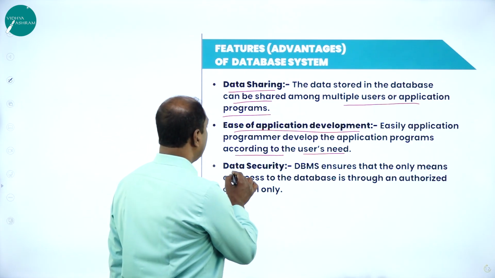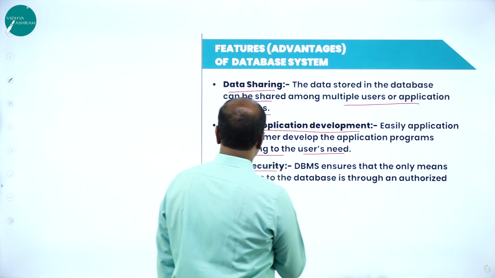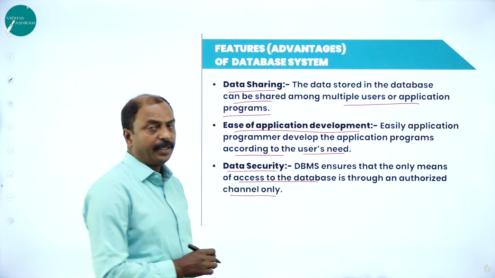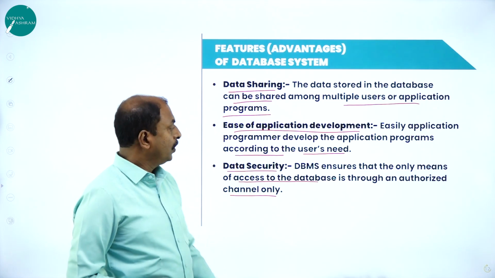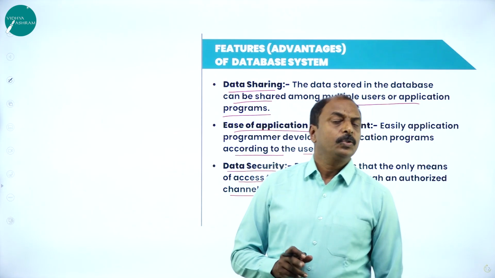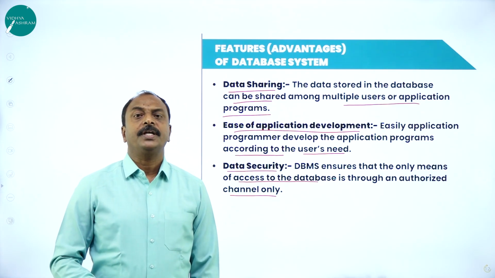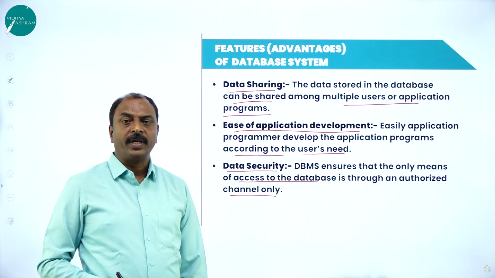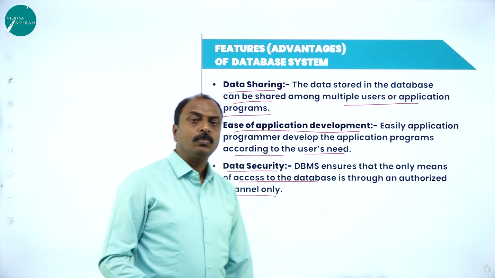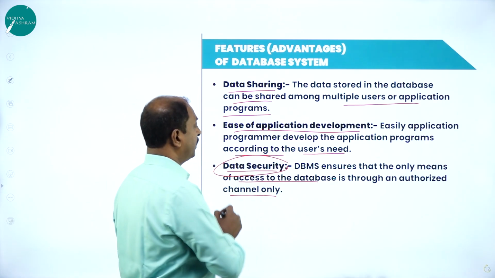Next one is called data security. The DBMS ensures that the only means of access to the database is through an authorized channel, with prior permission. In the example of a supermarket, all the billing employees are users who use billing software. They have been given rights only to use the respective software or particular database, and they have not been given any rights to modify the data in the database. That is a sort of data security.